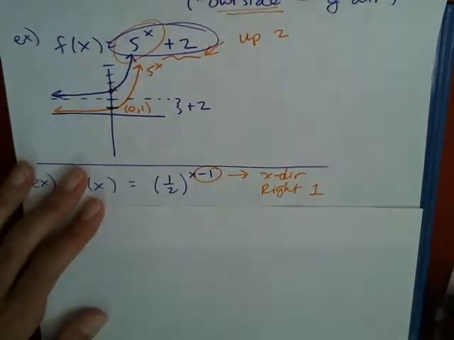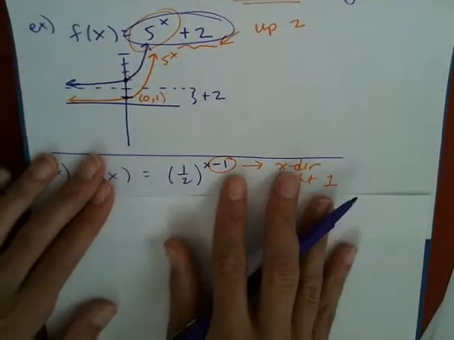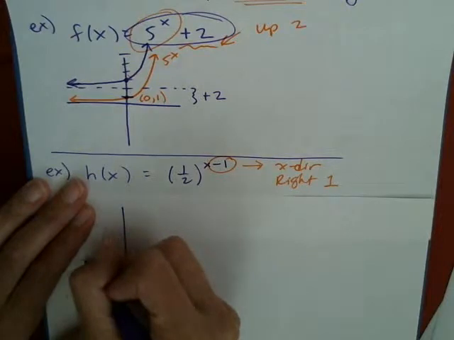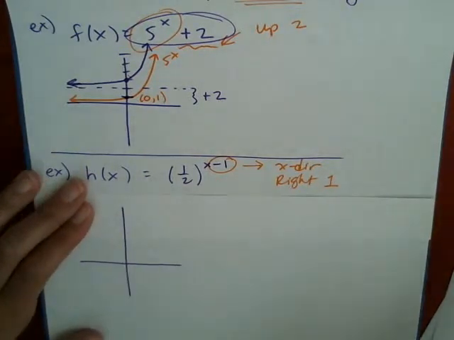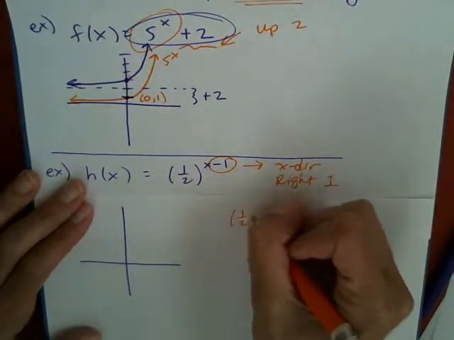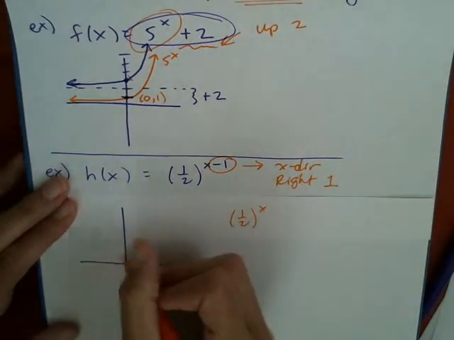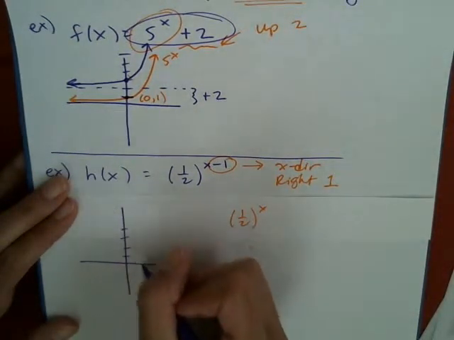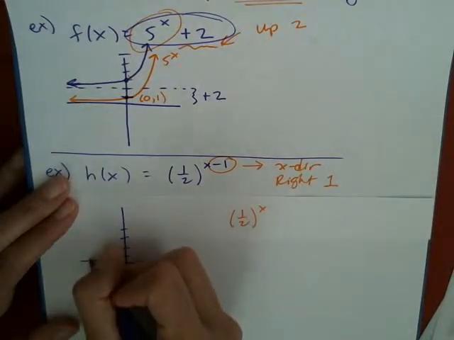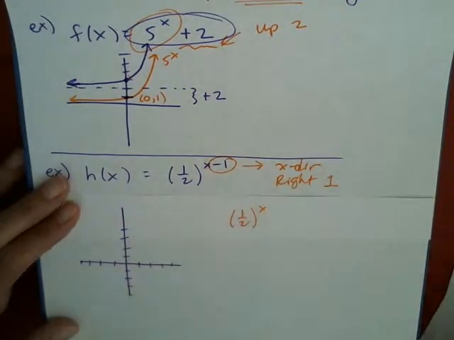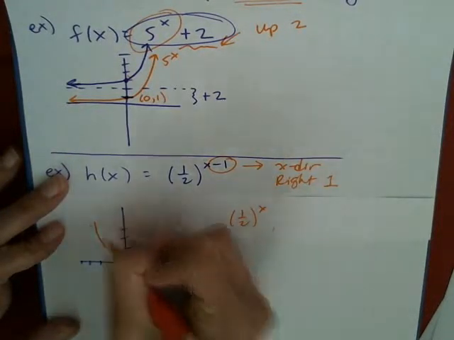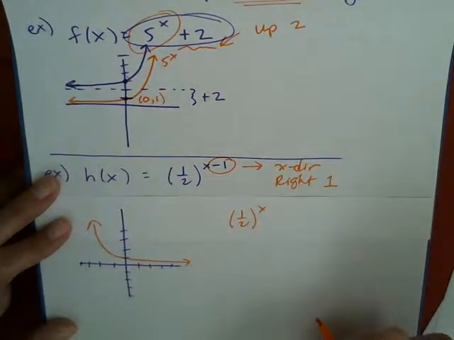So if I graph this one, I'm going to start by graphing 1/2 to the x first. That's my decreasing exponential. I'll give myself a couple of tick marks here. So that's my decreasing exponential. It's not going to be perfect. I'm just going to sketch it. I don't care about being perfect. Okay, so there it is. That's 1/2 to the x.